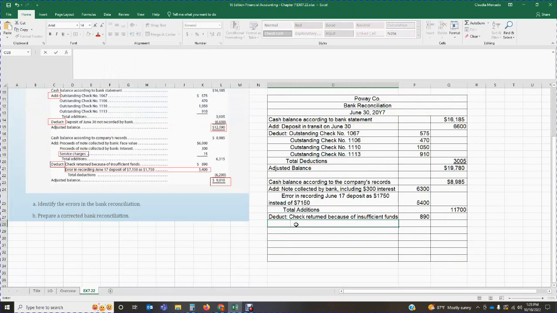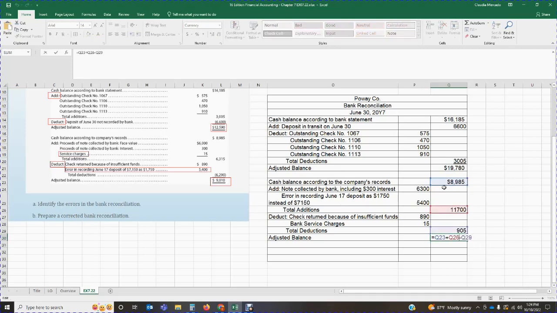We're going to have here bank service charges of $15. Now we have our total deductions. We have two deductions. That's going to be $905. Now we can get the adjusted balance for our company's records. So we're going to go ahead and get the $8,985. I'm going to add my additions of 11,700 and I'm going to subtract my deductions.